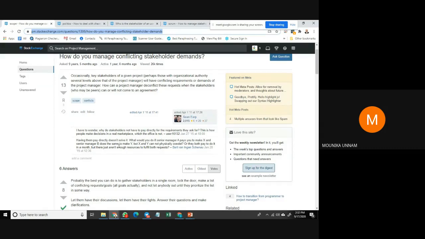What would you do if senior manager A pays you to make X and senior manager B does the same to make Y, but X and Y cannot physically coexist, or they both pay to do it in a month, but there just are not enough resources to fulfill both requests.